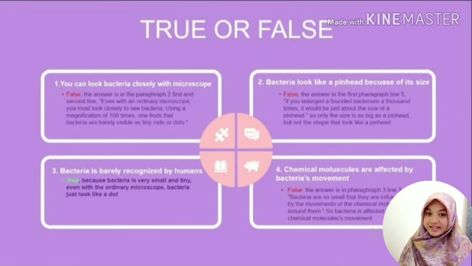The next question is true or false. Number 1, you can look at bacteria closely with a microscope. The answer is false because in paragraph 2, at the first and second line, the writer tells that even with an ordinary microscope, you must look closely to see bacteria. Using a magnification of 100 times, one finds that bacteria are barely visible as tiny rods and dots.